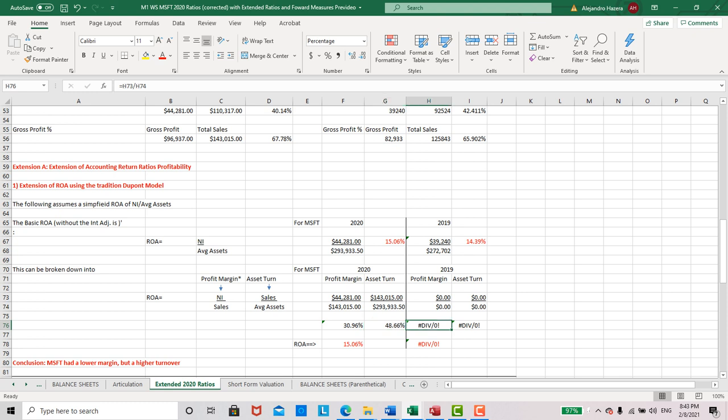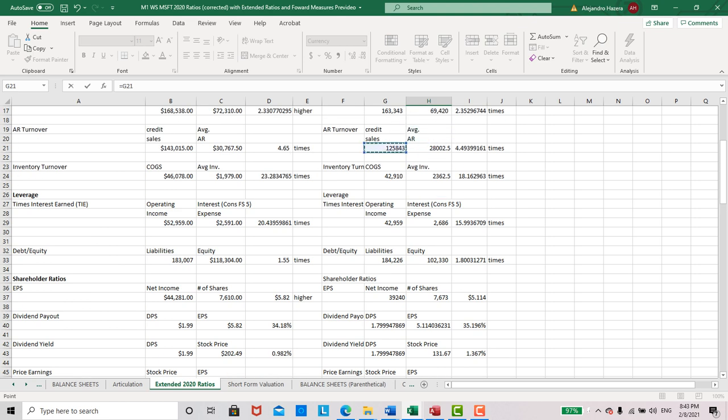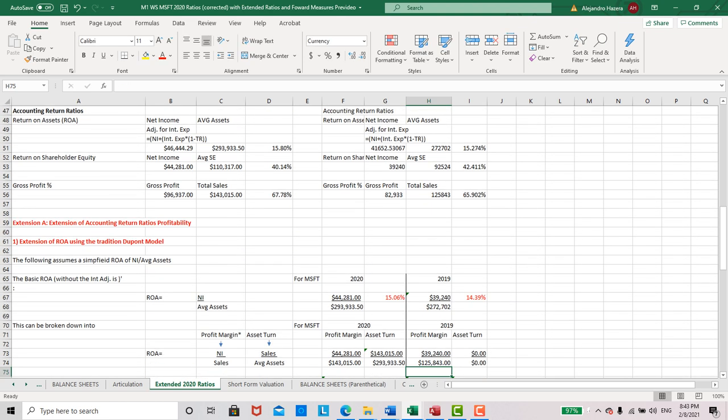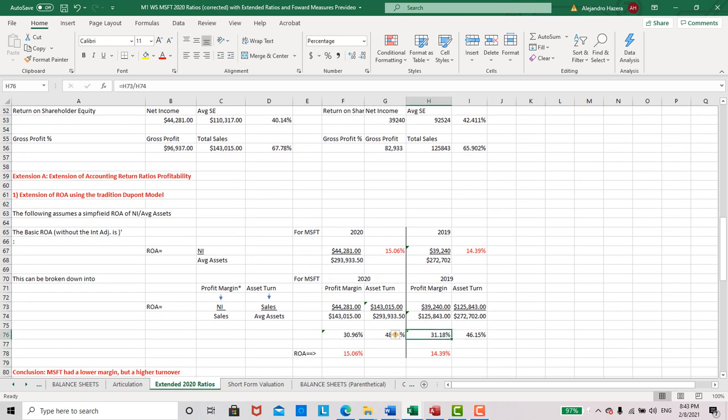Let's compute those for 2019. I don't think you get much difference here. These are the calculations. So net income, we can just take it from right there. Then your sales, let's just go ahead and take it from the 2019 accounts receivable turnover. Your sales are 125, and then asset turnover is 125, and your average assets are 272. So your profit margin was 31%. It's about the same for both years, and your turnover was slightly lower in 2019.